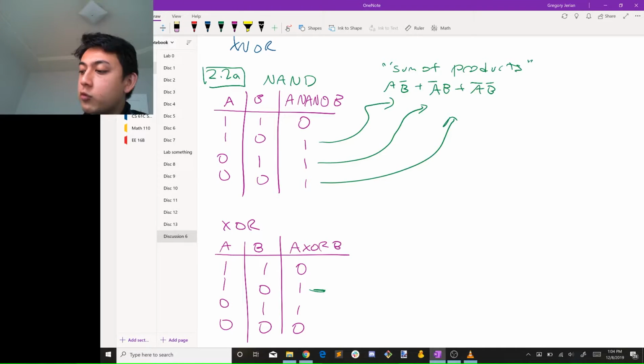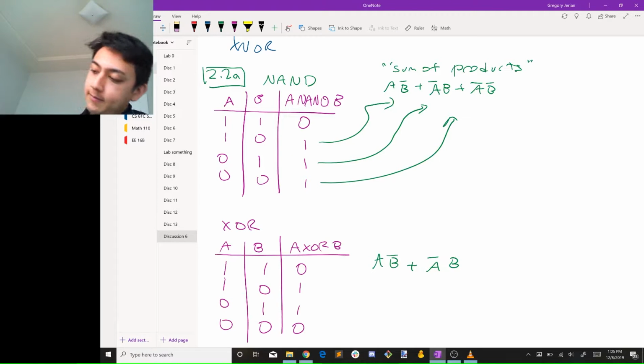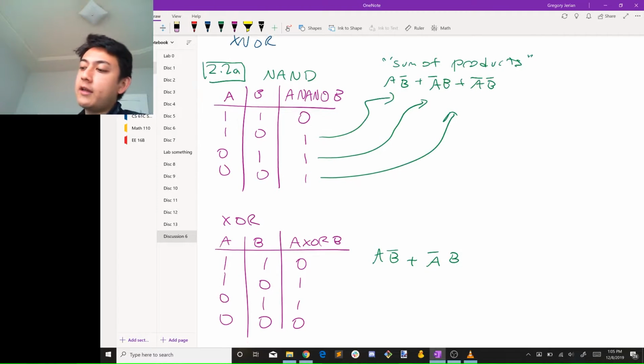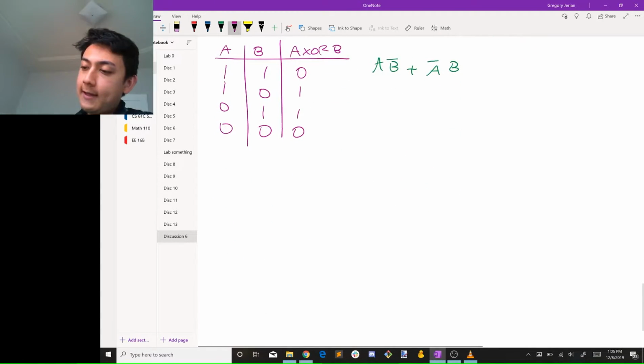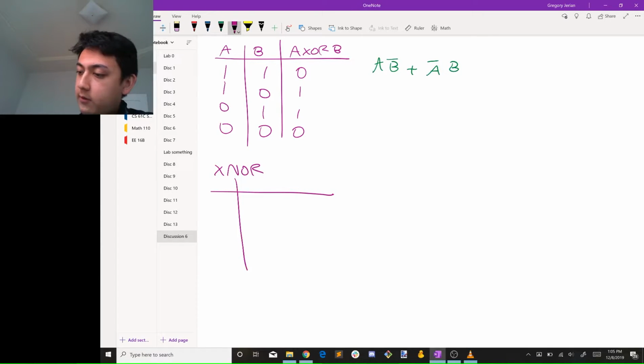These are the only 2 rows we care about, and so our sum of products for XOR is that A XOR B is equal to A and not B, which is this row over here, and then the other option is not A and B, which is this over here. Okay. So this expression, A and not B, or not A and B, is equal to A XOR B. Now finally we have our XNOR, which is like not XOR.